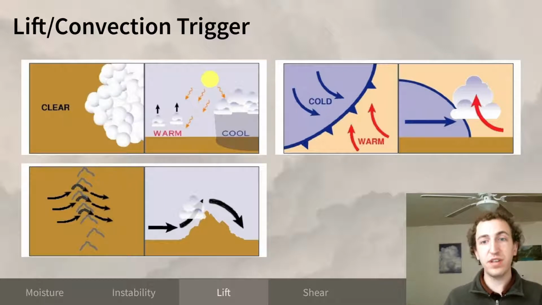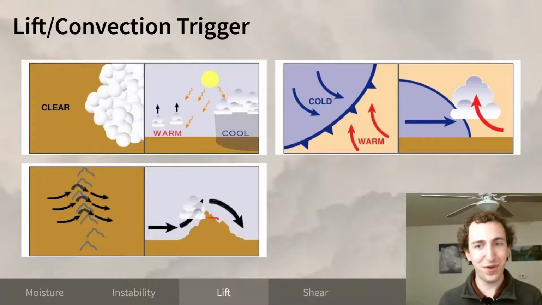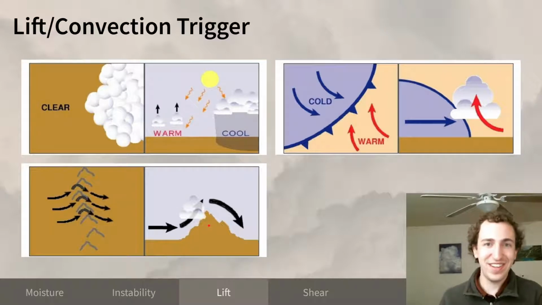So these are just some illustrations of our warm bubble situation here, where you get differential heating. If you have a front, you can get warm air rising enough to act as a trigger, or mountains, where you're literally forcing the air to go upwards because otherwise it's running into the terrain.